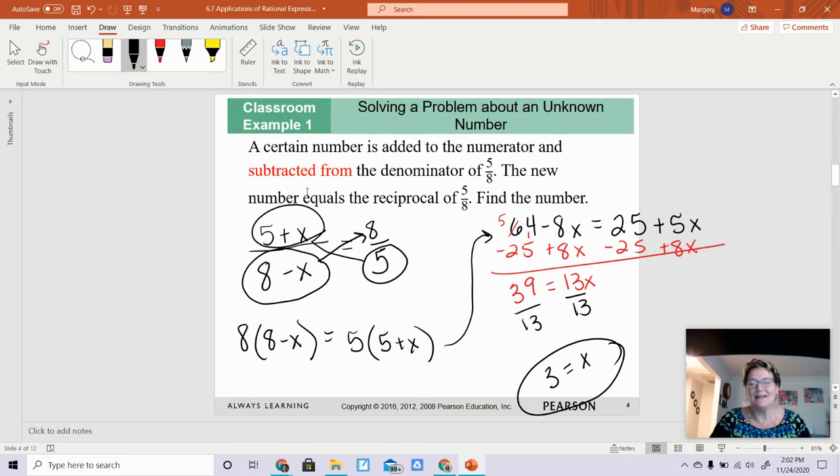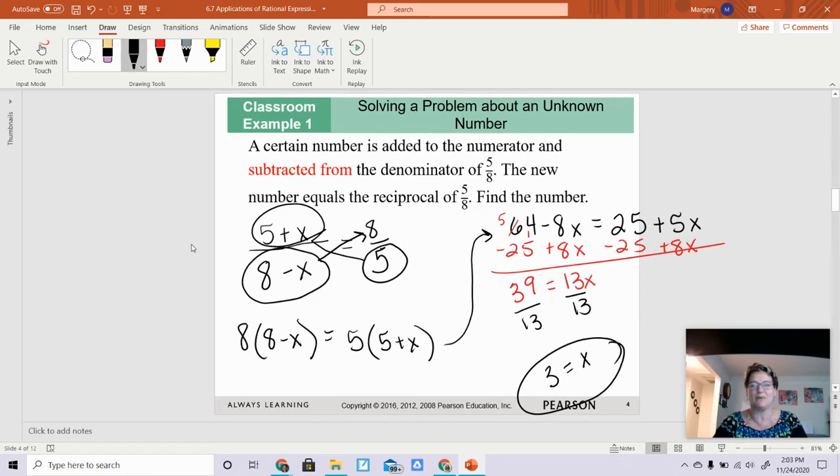Like I said, there were so many different ways you guys could have solved that equation. I just used cross multiplication because I had a ratio equal to a ratio. No big deal there. All right, let's go to the next problem.